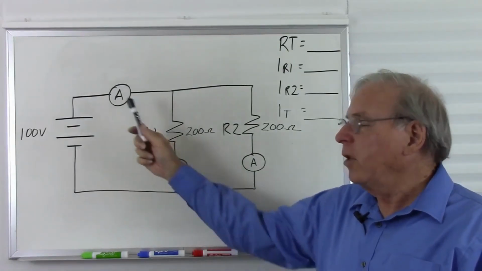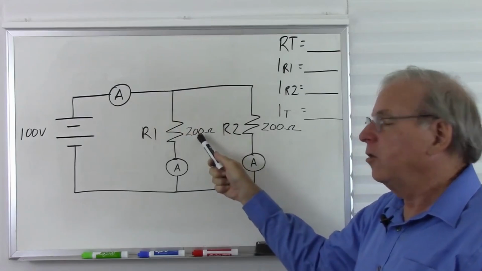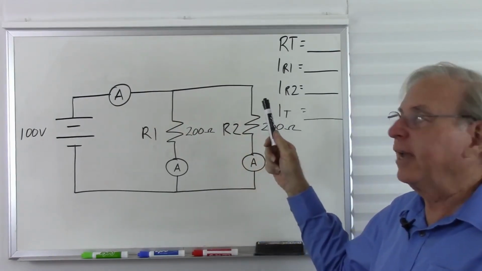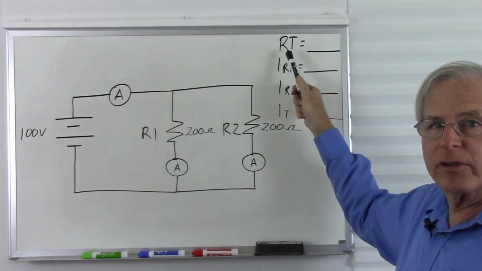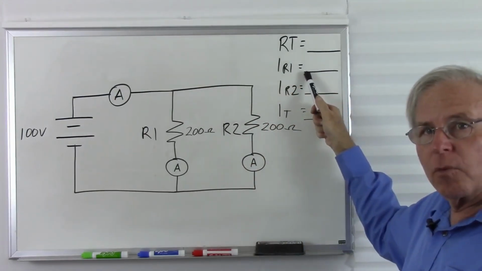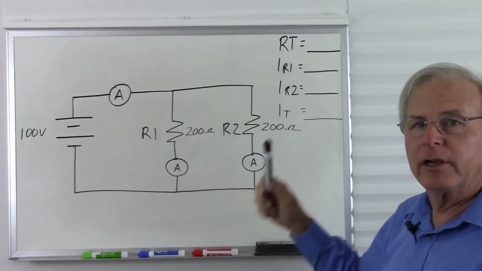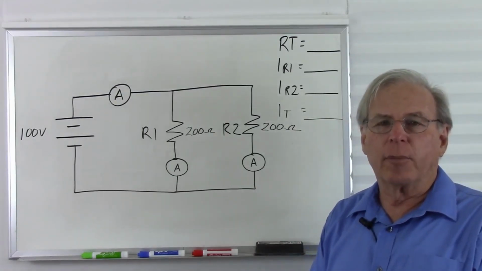Here is our first problem. We have 100 volts, 200 ohms, and another 200 ohms in parallel. What we need to find out are what is the total resistance, what is the current through R1, what is the current through R2, and what is the total current. Stop the video for a moment and solve the problem.